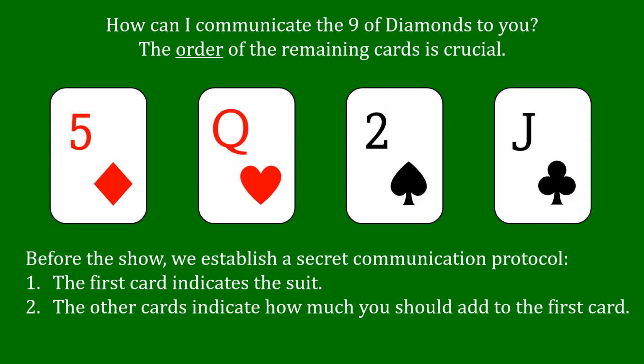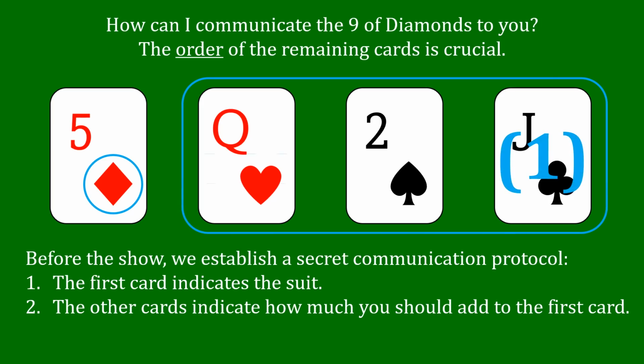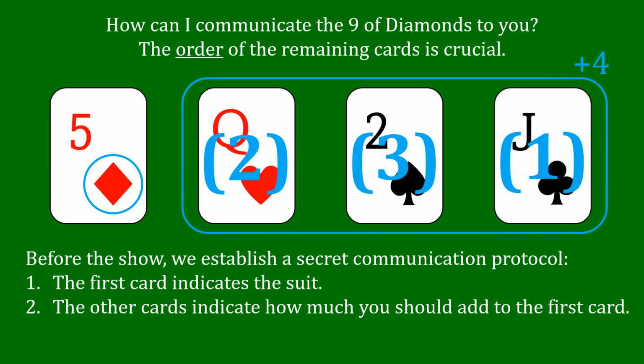So let's summarize how I communicate the 9 of diamonds to you. The first card always indicates the suit, which is diamonds in this case. The order of the remaining 3 cards indicates how much to add to the first card to get the value of the face-down card. In this case, the order is 2, 3, 1, which is the 4th largest order out of the 6 possible orders, so the number to add is 4. So when you are seeing these cards, you should add 4 to the 5 of diamonds, and you know that the chosen card is the 9 of diamonds.